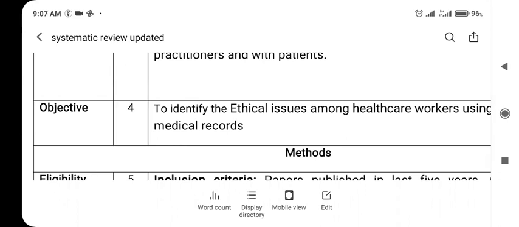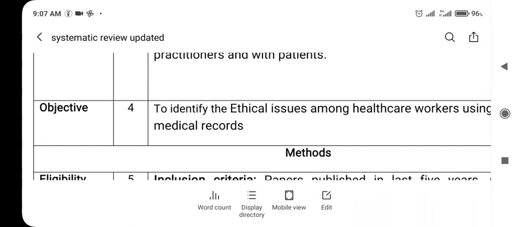I am at the first step of my Prisma flow sheet, where I have identified total articles on Google Scholar were 16,600, out of which 400 plus articles were relevant, and 140 plus articles have been added to my Google library. On PubMed, there were total 1,040 articles relevant to the topic of ethical issues and electronic medical records, out of which the relevant were 400, and out of them I have added around some to my Google library.